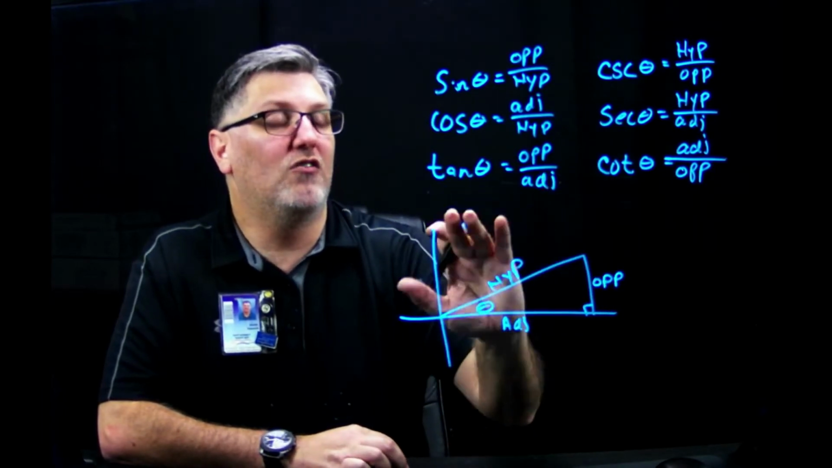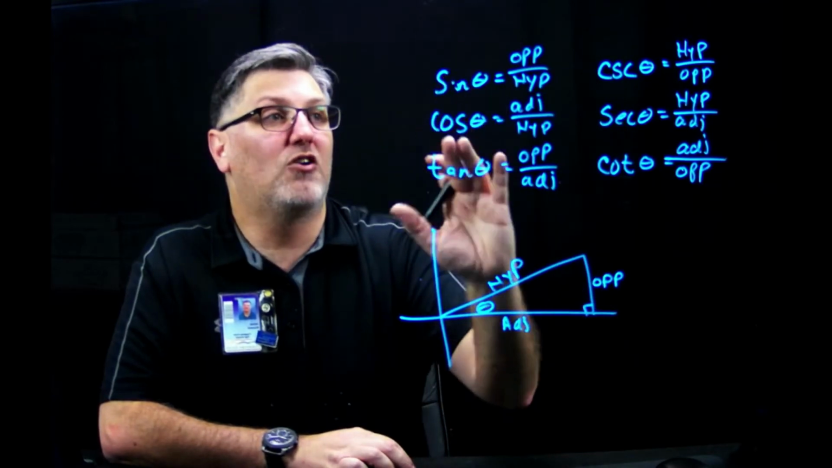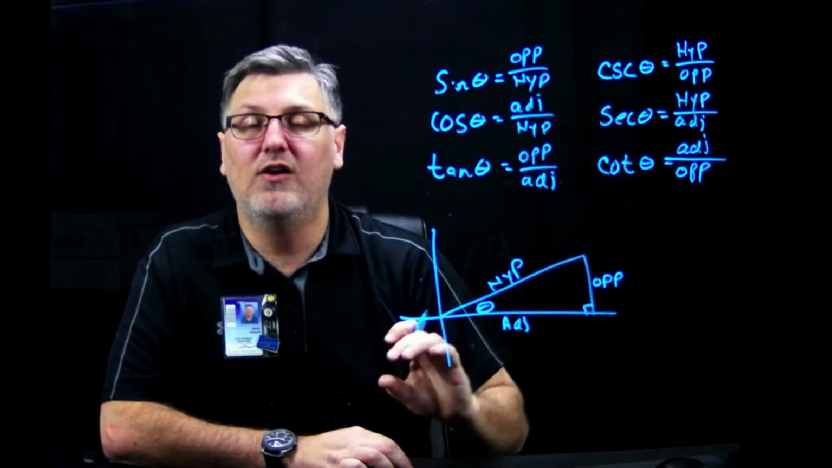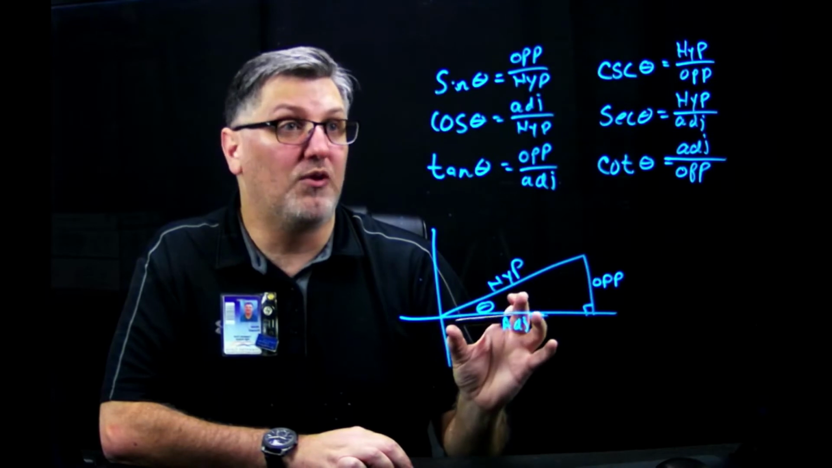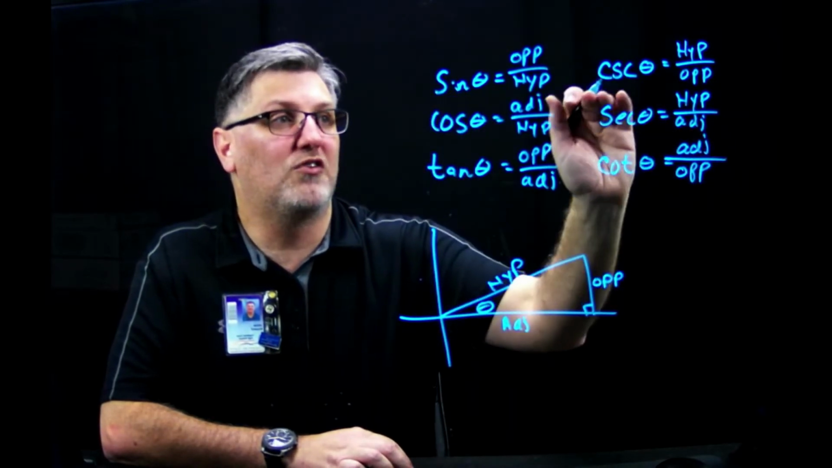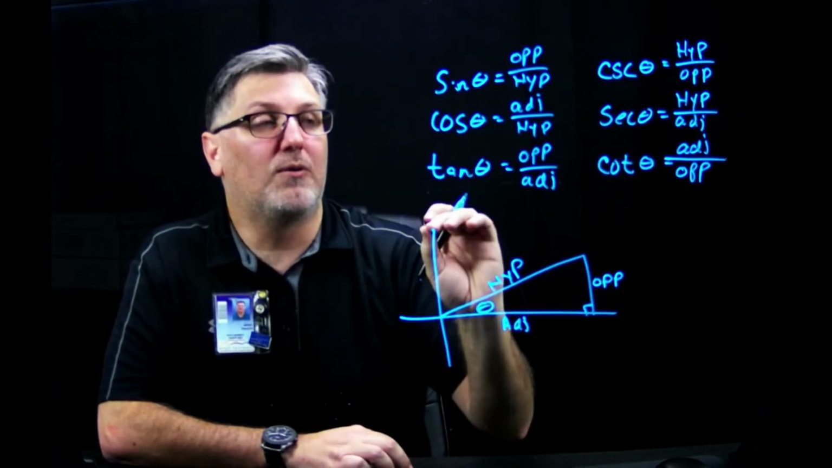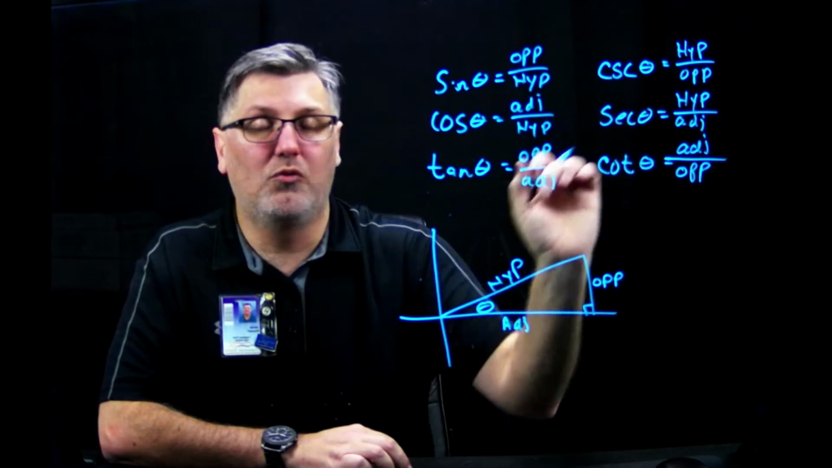But tangent, they're pretty easy. Tangent, cotangent, one's the reciprocal of the other. But with sine, cosine, cosecant and secant, you kind of get them flipped around. So sine starts with an S, so the reciprocal is going to start with the C, which is cosecant. Cosine starts with the C, so the reciprocal is going to start with an S, which will be secant.